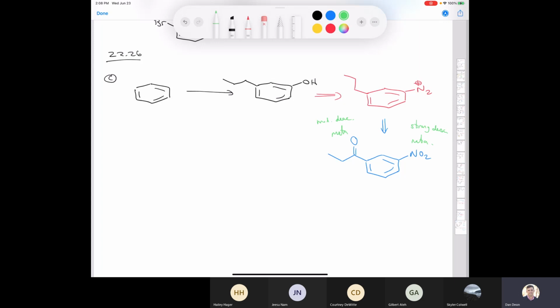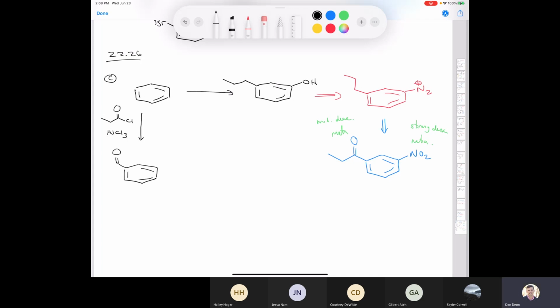So we're going to install the acyl group first. How do we do that? We use Friedel-Crafts acylation. So we're going to take our benzene and treat it with propanoyl chloride and aluminum chloride, a Lewis acid. And that's going to install our acyl group. So let's draw that in. Remember, this is a meta-director.